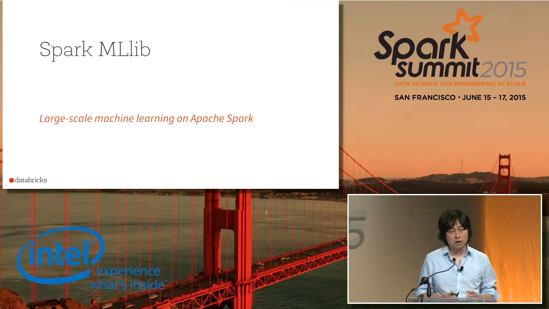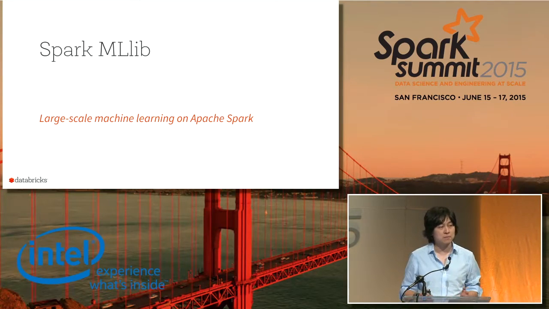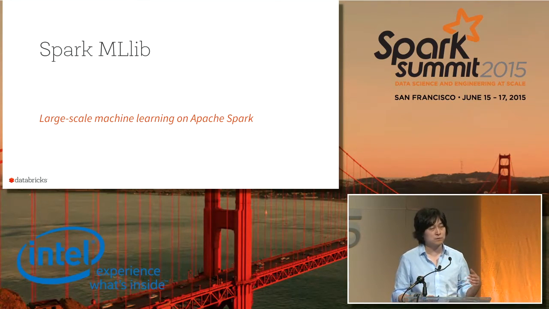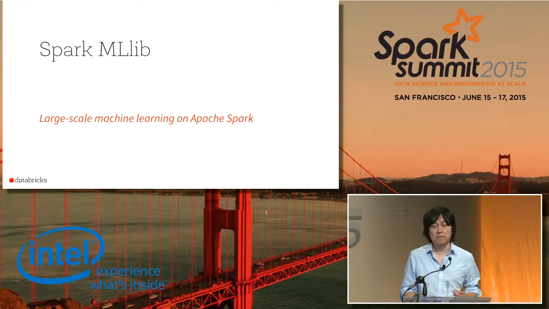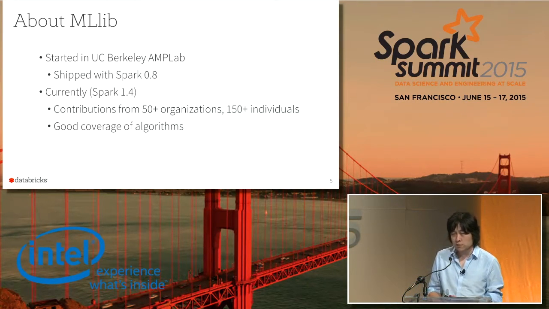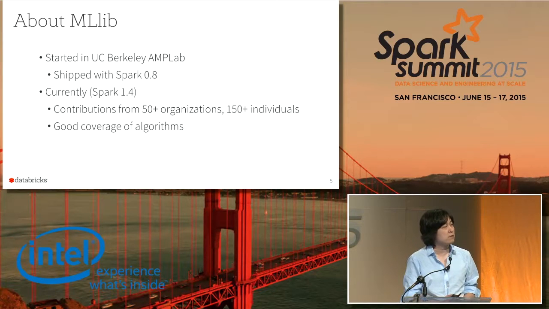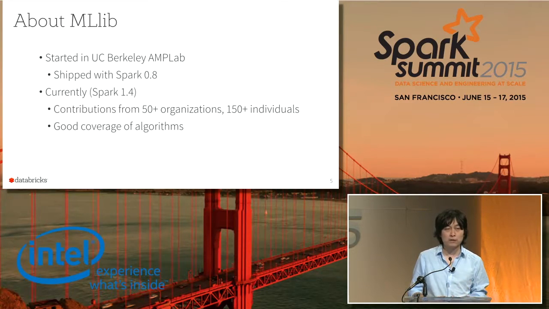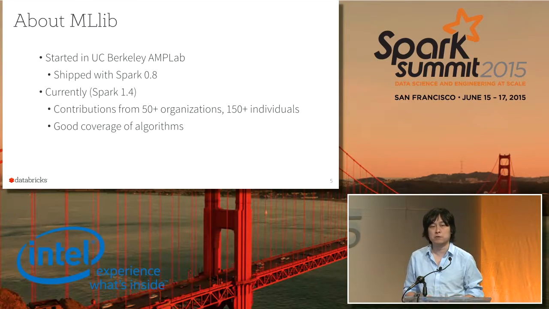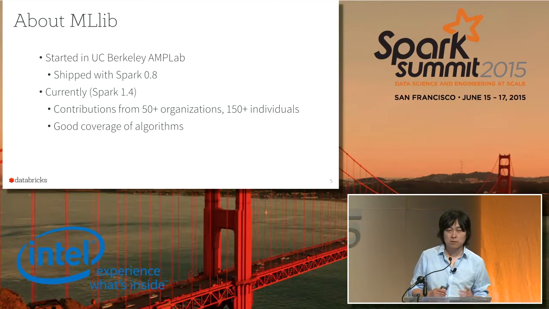Since there is no general MLlib talk in this Spark Summit, I want to spend a couple minutes to give a brief review of MLlib. The initial contribution for MLlib came from the same place they built Spark. MLlib has shipped with Spark since version 0.8, which was maybe September of 2013. And currently, we have more than 50 organizations and 150 individual contributors contributing to MLlib. So it's a very popular open source machine learning project.